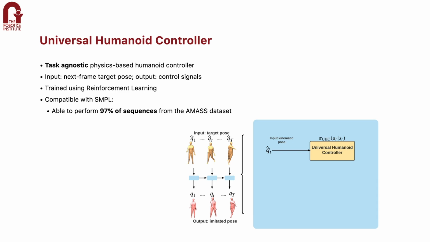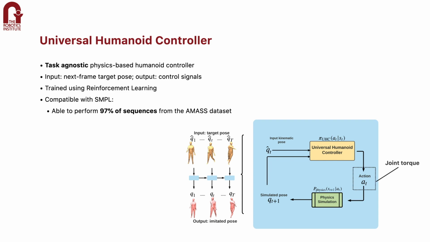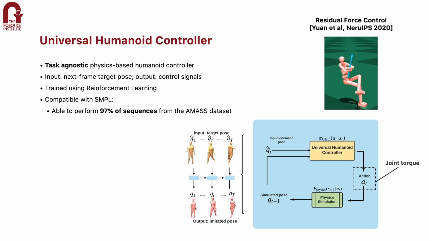This controller is compatible with the SMPL human model and can successfully mimic up to tens of thousands of mocap sequences. We use standard reinforcement learning and motion imitation to train our controller, and compared to prior work, we learn from a much larger human motion database. In total, we amassed 10,000 motion sequences. We also incorporated one of the most recent advances in humanoid control, the residual force control technique, for improved stability.